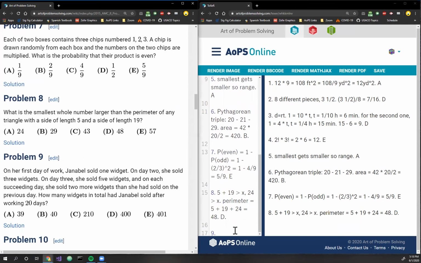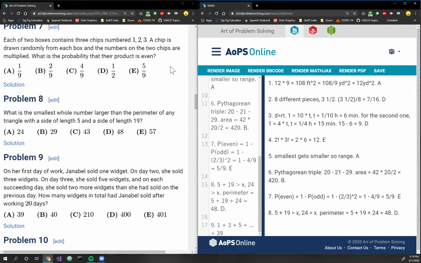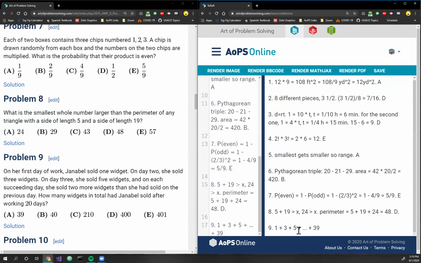Okay, number 9. On her first day of work, Janabelle sells 1 widget on day 1, 3 widgets on day 2, 5 widgets on day 3, etc. So essentially we want to compute this value: 1 plus 3 plus 5, all the way to 39. We can confirm that this has 20 terms.